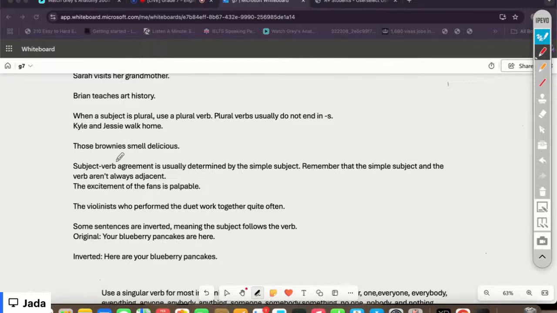So subject verb agreement is usually determined by the simple subject. Remember that the simple subject and the verb aren't always adjacent. So, the assignment of the fans is palpable. The violinists who perform the duet work together quite often.